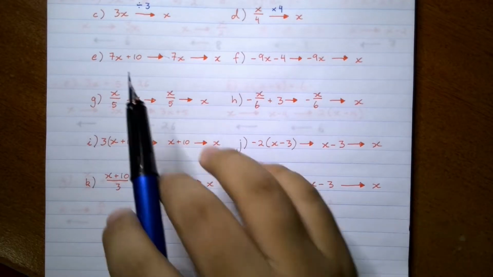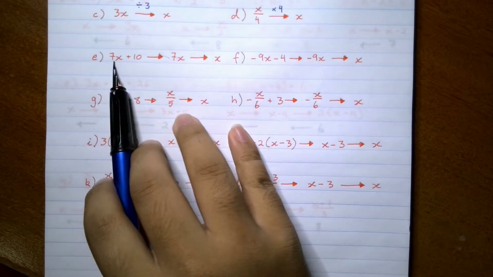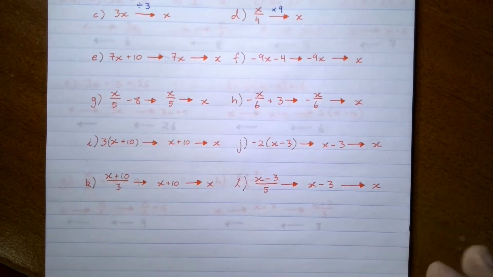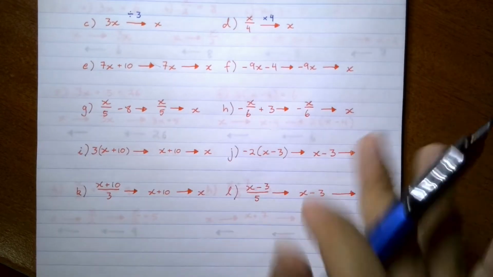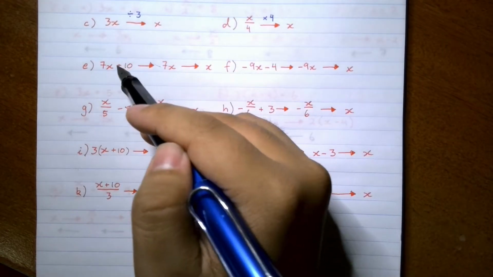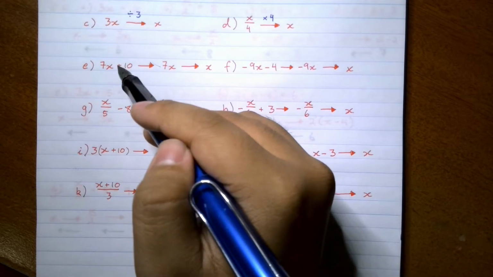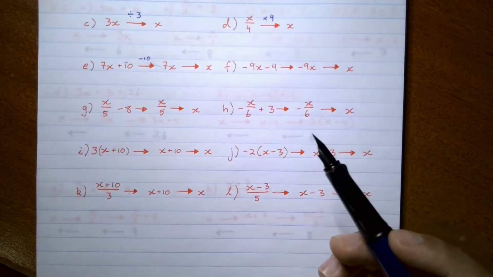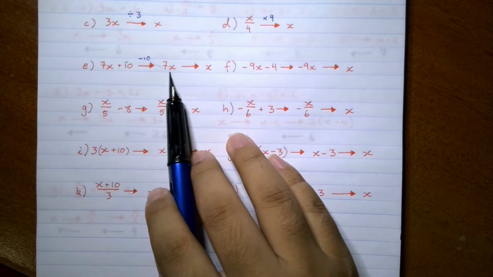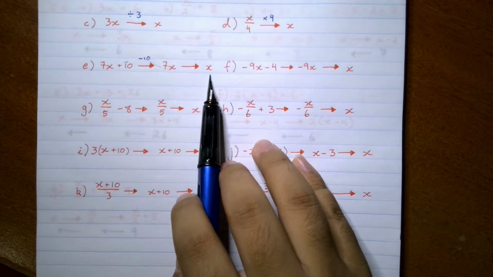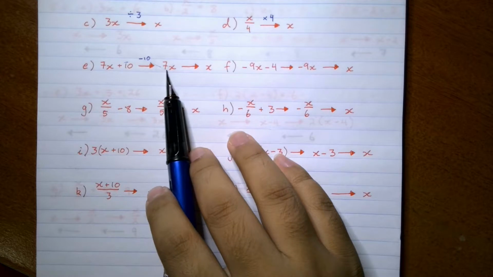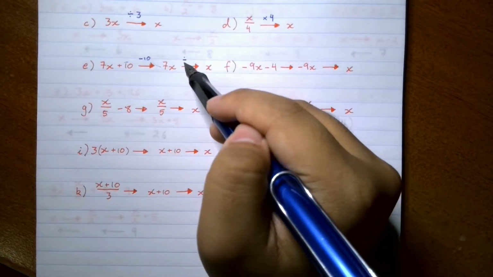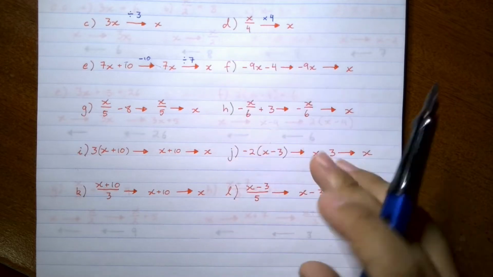Here we go. You can see from 7x plus 10, next step, the plus 10 is missing. Well, if the plus 10 is missing, that means that 10 must be gone. The reverse of plus 10 must be minus 10. For 7x to become x by itself, well, 7 times x, the reverse must be dividing by 7.